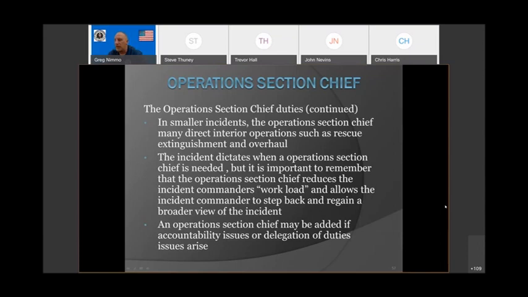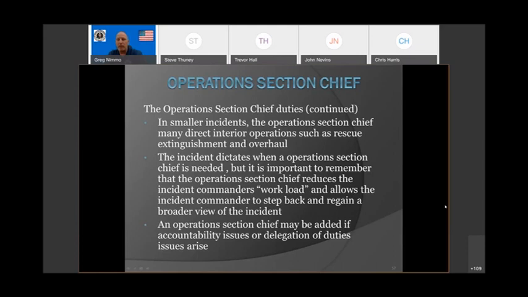Again, in smaller incidents, the operations section chief may direct interior operations such as rescue, extinguishment, or overhaul. So they may break down interiorly as specific duties such as this. On some of the smaller incidents, like a single structure fire, for an operations section chief, you may have to do a couple of different things at one time, depending upon what resources or command level staff you have available to complete the task for this incident. An incident dictates if you're even going to get down to a level for an operations section chief.